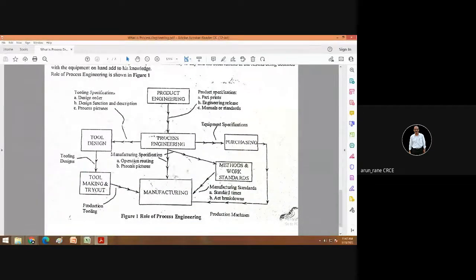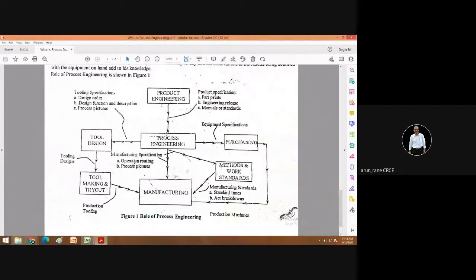This diagram is very much essential when it is asked why process engineering is called the hub of the organization. Hub, or the heart. The process engineering department is the heart of the organization. So here it is. Why?